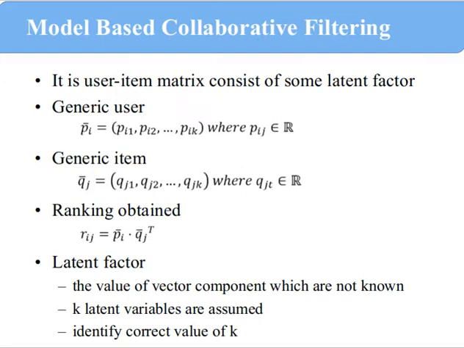There is a certain set of parameters, and based on that, the user has given a certain rating. But in that matrix, those elements are not considered. Such unavailable values are called latent factors. Here we are again considering two things. The very first is the generic user, which is represented by pi.